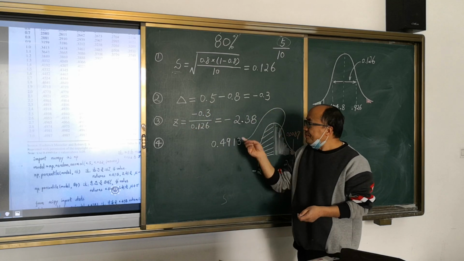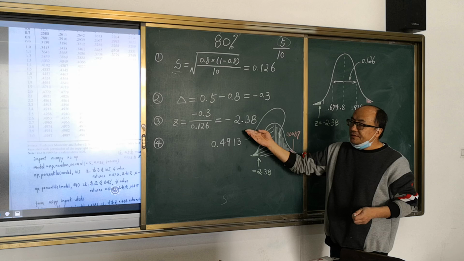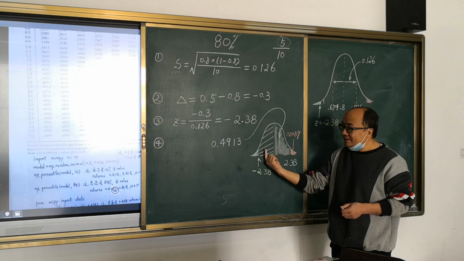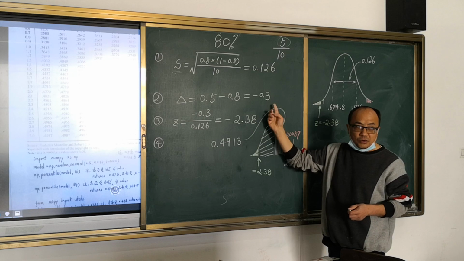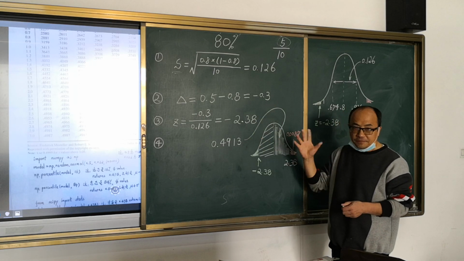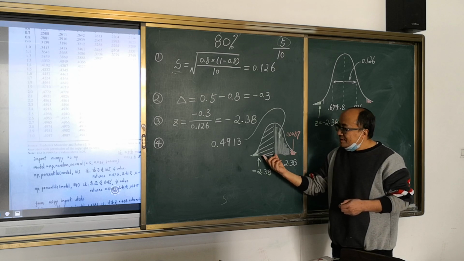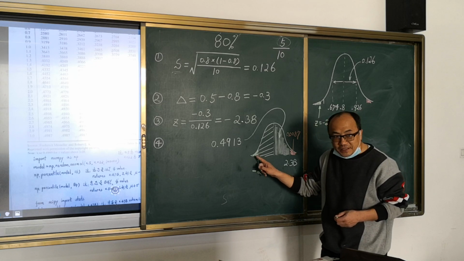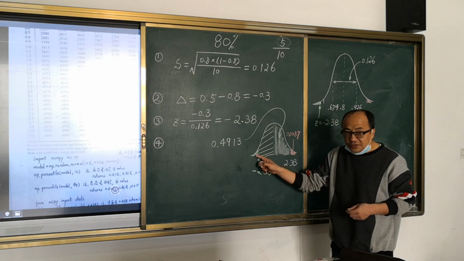After step 3, you find the z-score. No matter what it is, it's somewhere, not always negative, okay? Could be positive, depending on the question. You find this, then your goal is to find that little tail, the area.